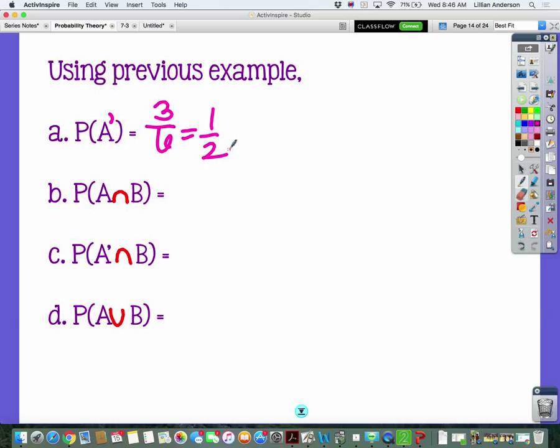Right here, the probability of the intersection of A and B. So that's the probability of rolling an even prime number.